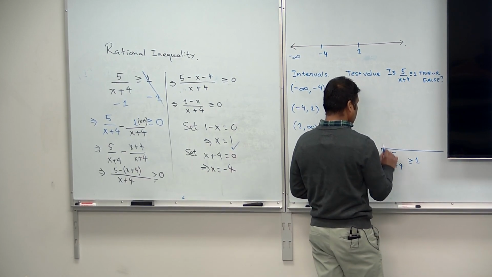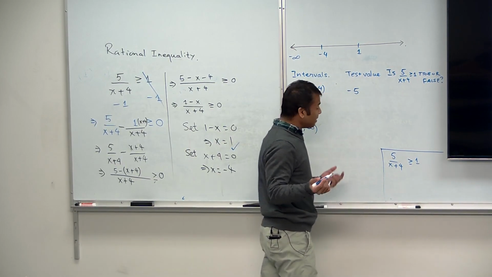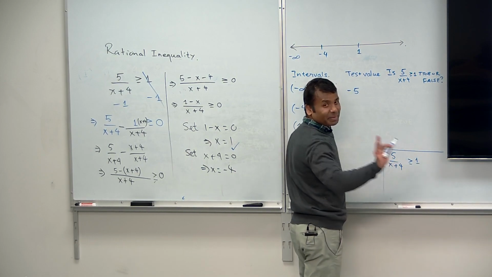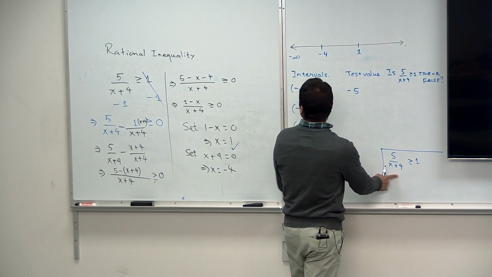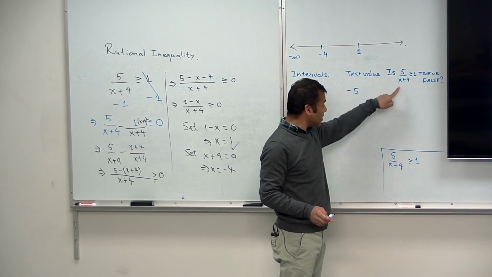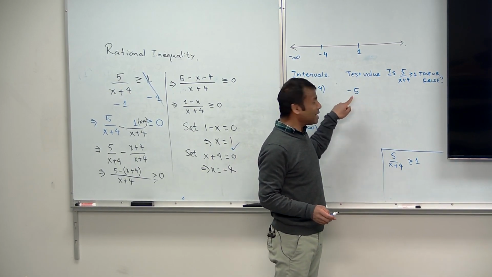I messed up. Look here. I'll show you again. I don't know how I did that. I just put -5 here. So anyway, this is our original inequality, right? 5 over x plus 4 is greater or equal to 1. Is that right? What is our test value?